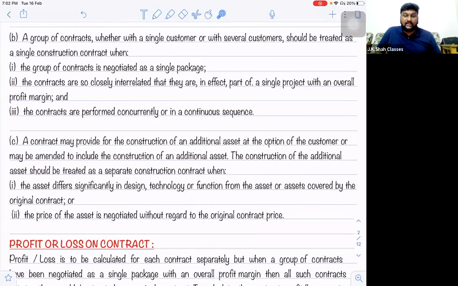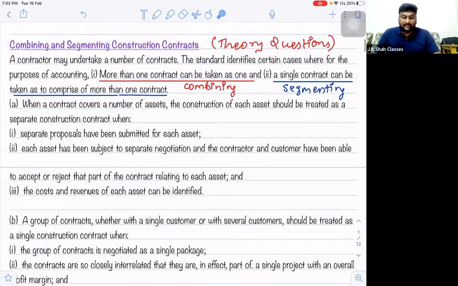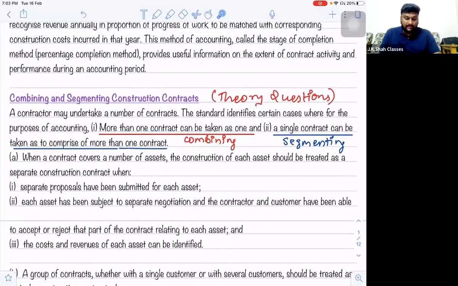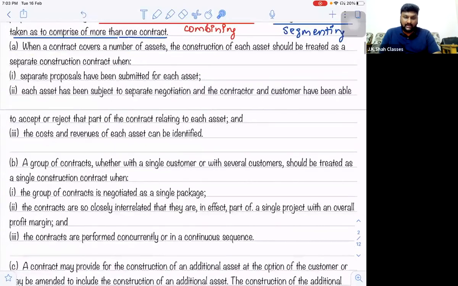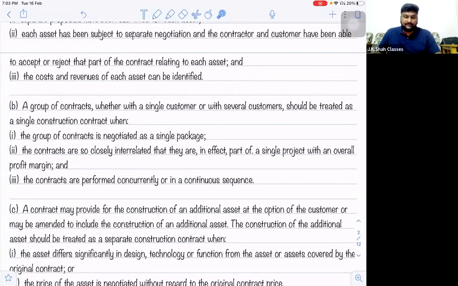And whatever points we learned are very, very important from a theoretical point of view. Theory questions can arise from these A, B, C points, combining and segmenting of contracts. So point number A, we talked about the segmenting of contract. Point number B, with respect to combining the contract. And point number C, with respect to additional assets.